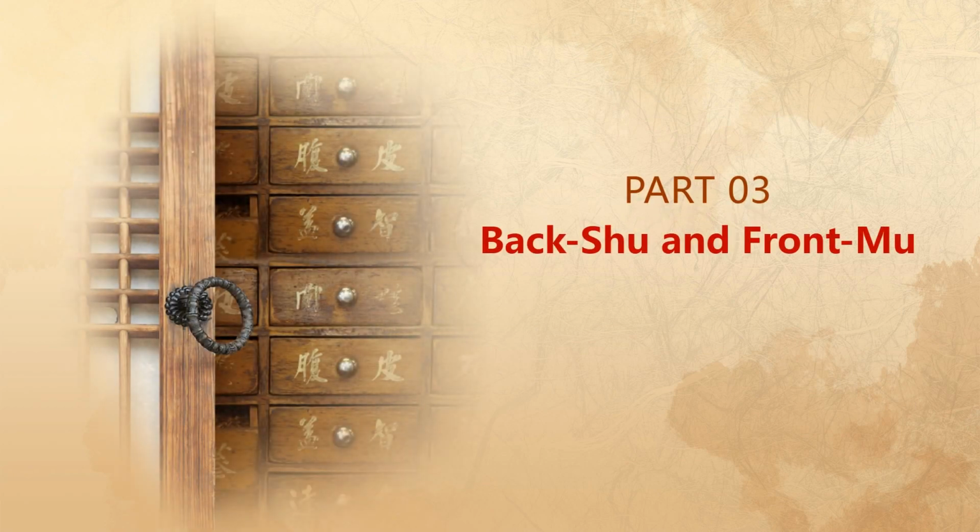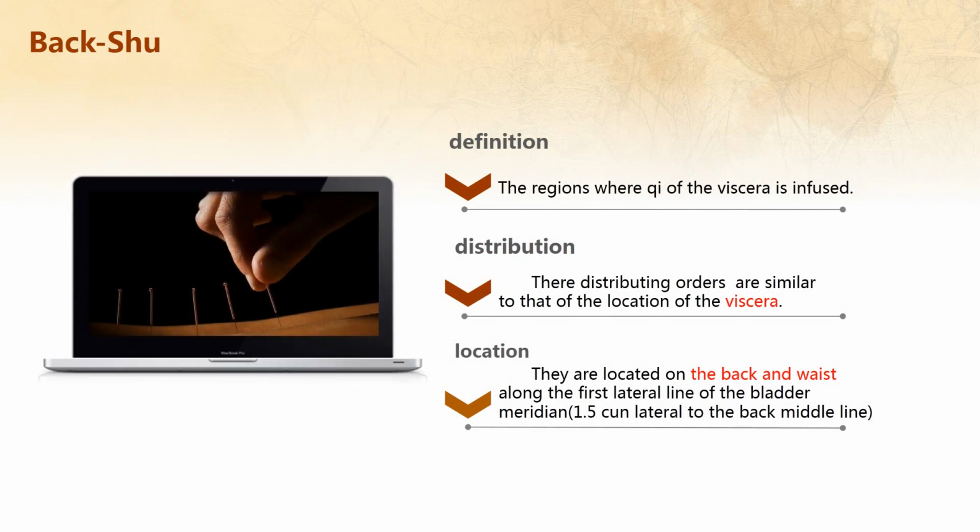And part 3, back shu and front mu points. Back shu points are located on the back and waist along the first lateral line of the bladder meridian, 1.5 cun lateral to the back middle line. Their distribution order is similar to that of the location of the viscera. In accordance with the corresponding theory, in clinic, we often use back shu points to treat 5 visceral diseases.